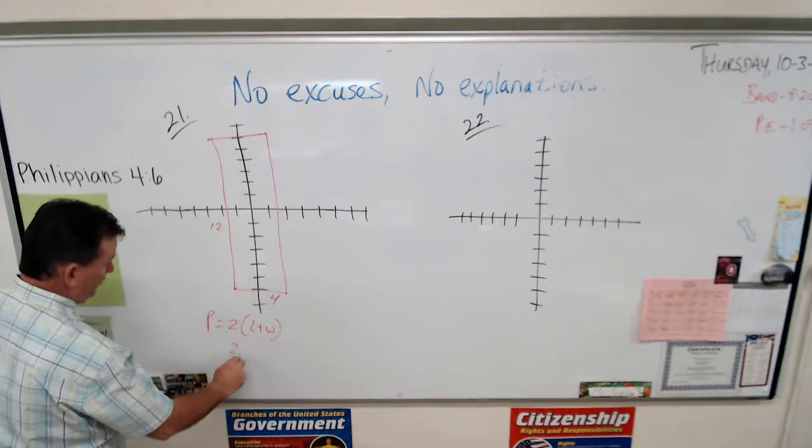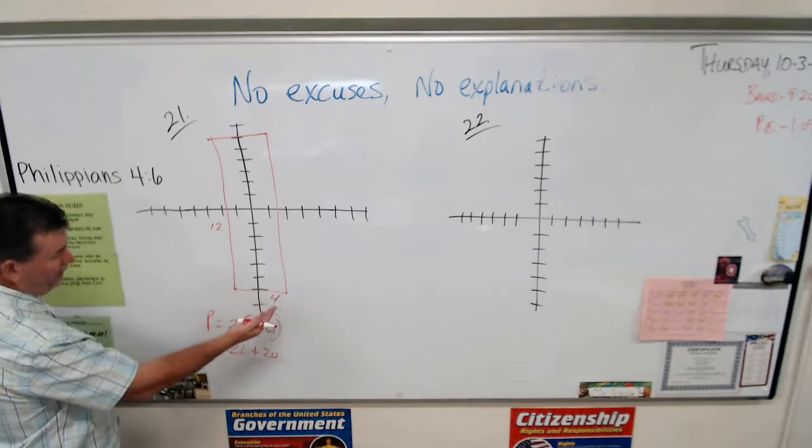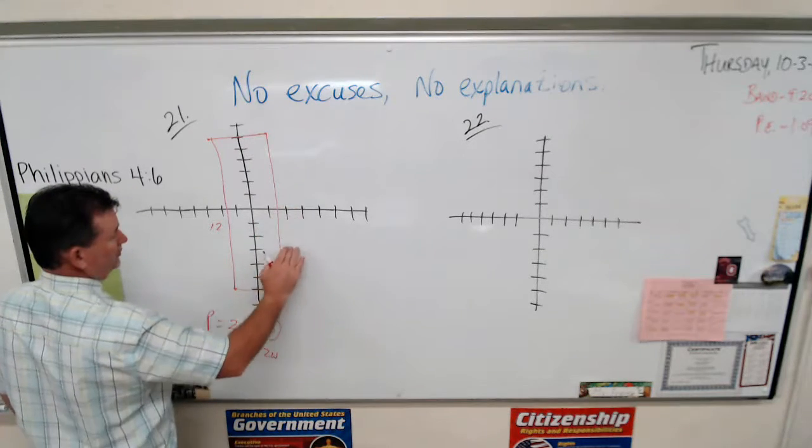Or you could say 2 lengths plus 2 widths. Either way, 24 and 8, 32. Everybody get that? Yes. You're going 21 and 22. There's 21.